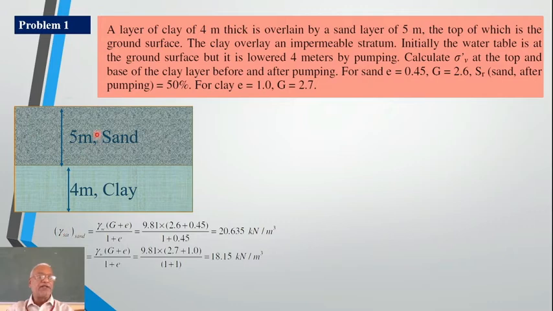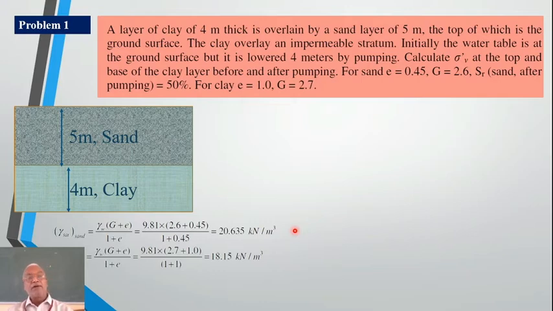So gamma saturated of sand in this condition, this is gamma w into G plus e divided by 1 plus e. Gamma w is 9.81. G, it is given 2.6, right? And assuming that void ratio will not be changing, e is 0.45. So with all this, the gamma saturated of sand will be 20.635 kilonewton per meter cube. Similarly, gamma saturated of clay, the same formula, 9.81, G is given 2.7, and void ratio is given as e equal to 1. So substituting this and simplifying, we get gamma saturated of clay as 18.15 kilonewton per meter cube, right? Clay is having gamma saturated as 18.15, whereas sand is 20.635.